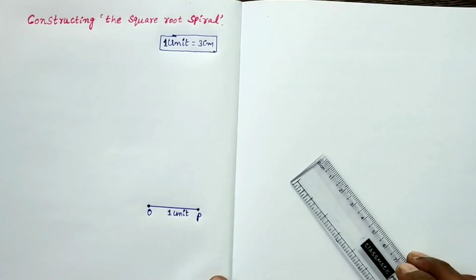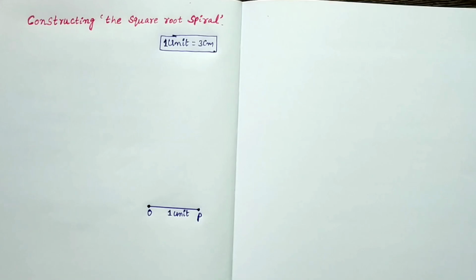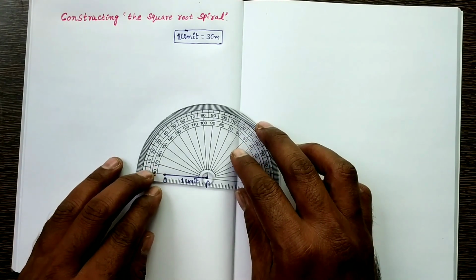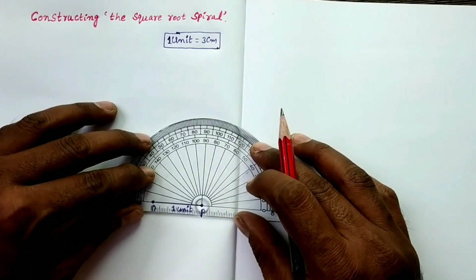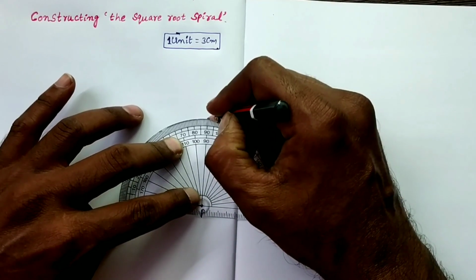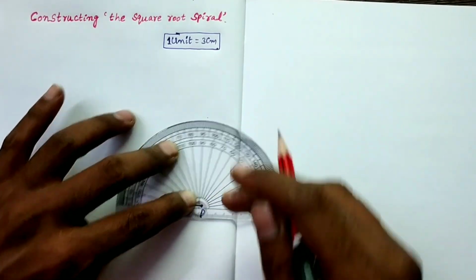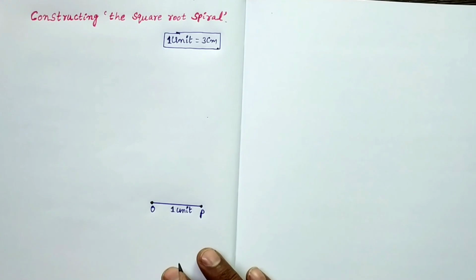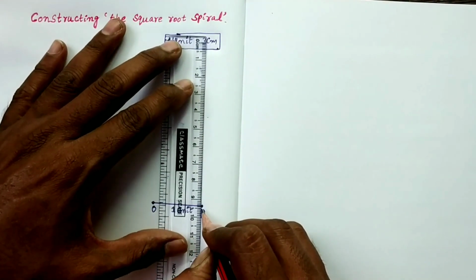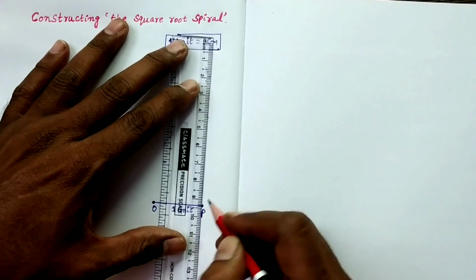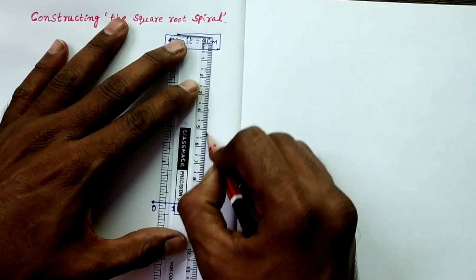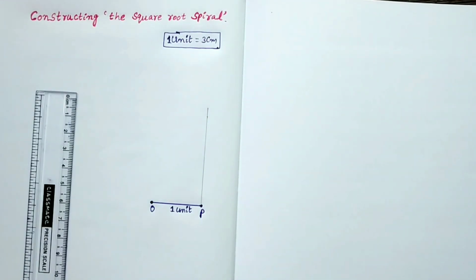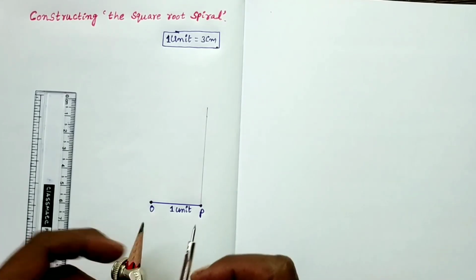And again, draw a perpendicular line to OP at P. Draw a perpendicular line. So take 90 degrees with a protractor and mark 90 degrees. Draw a line, a perpendicular line to OP, with this 90 degrees. And now this is 1 unit.